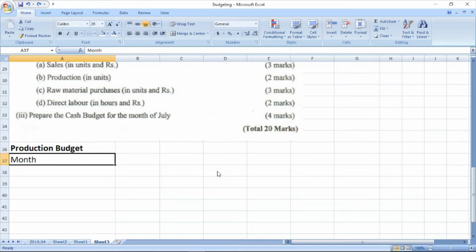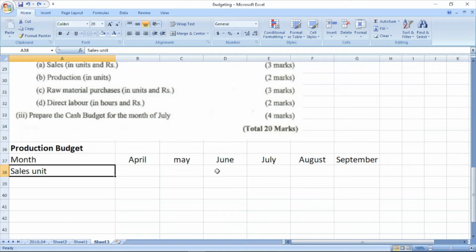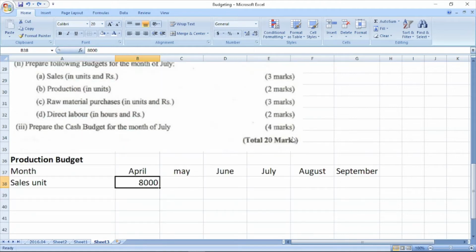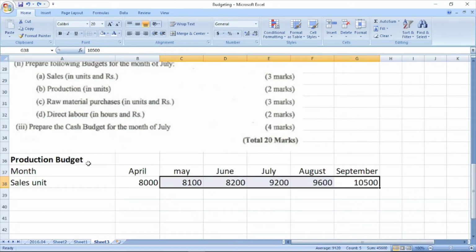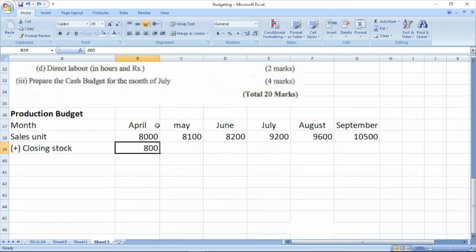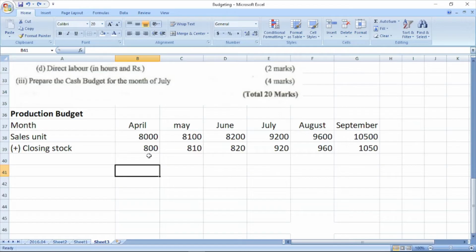First one says month April to September, and sales unit dimension in the table 8,000 to 10,500, and next they give the closing finished good of month 800 to 1050. We need to add this closing stock because they maintain 800.